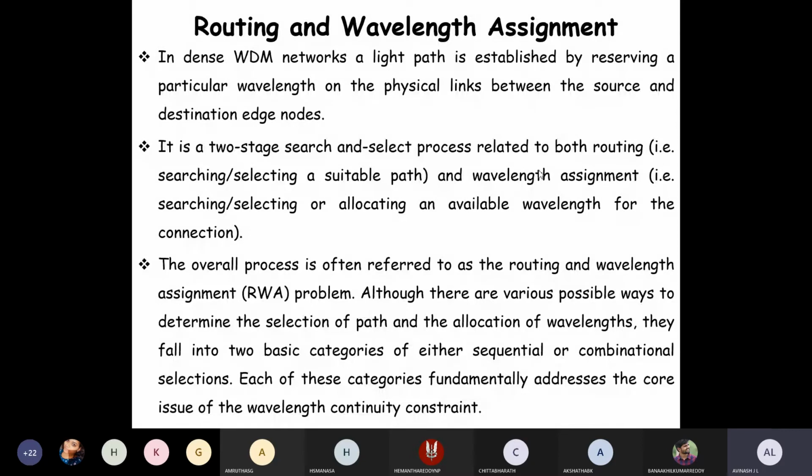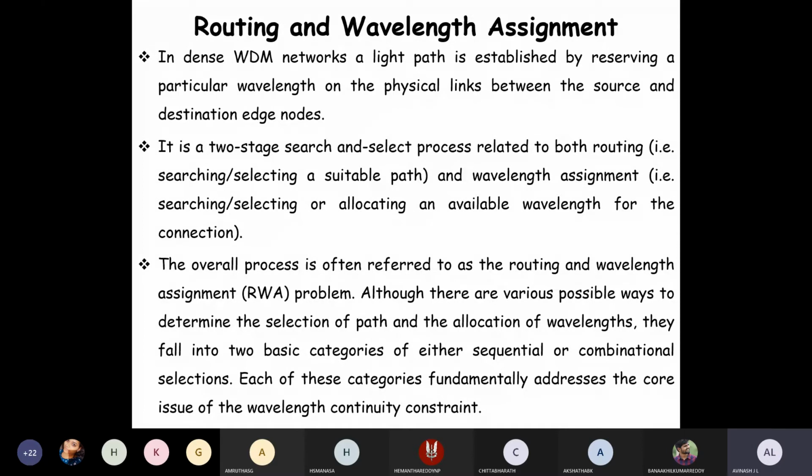So the overall process is often referred to as the routing and wavelength assignment problem, RWA. There may be some problems which we may encounter, and that particular thing is called the routing and wavelength assignment problem.